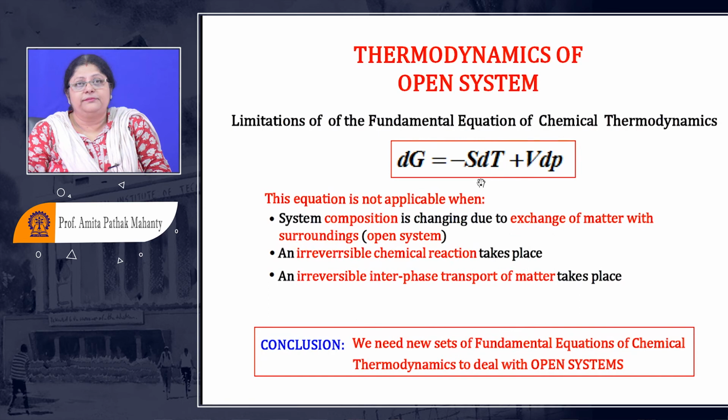When we have matter transfer between system and surrounding, the composition is changing, and this equation does not account for any compositional change. This equation is obviously derived based on equilibrium conditions. So if you have an irreversible chemical reaction, then this equation is not valid. This is only for the spontaneous condition, right? Or equilibrium condition or reversible condition.